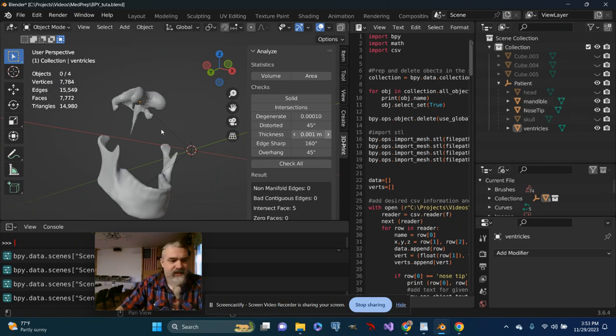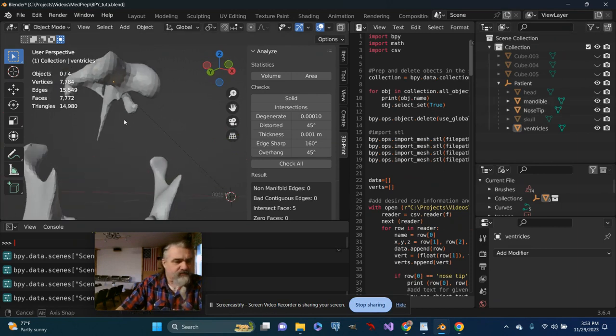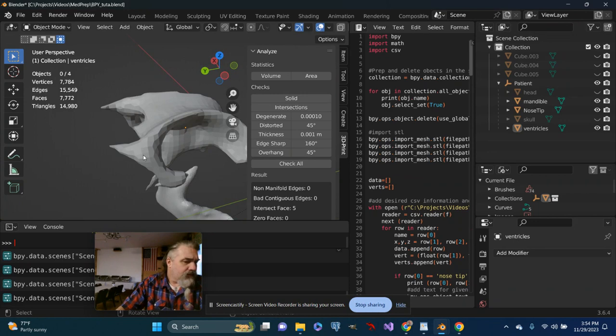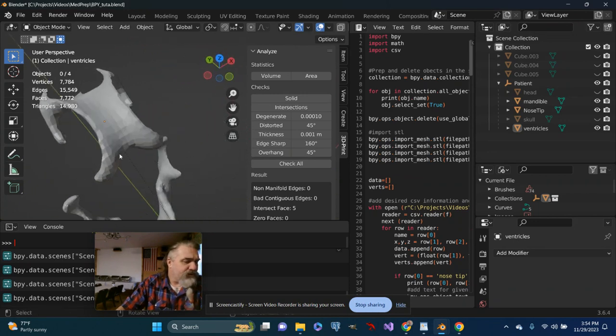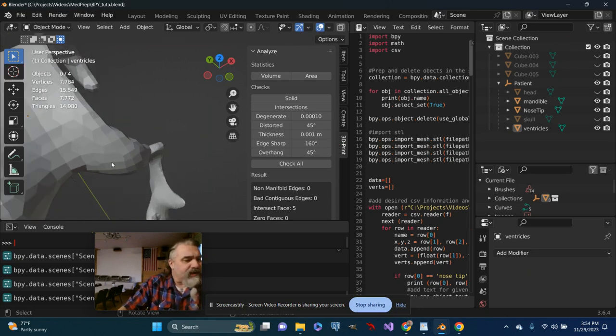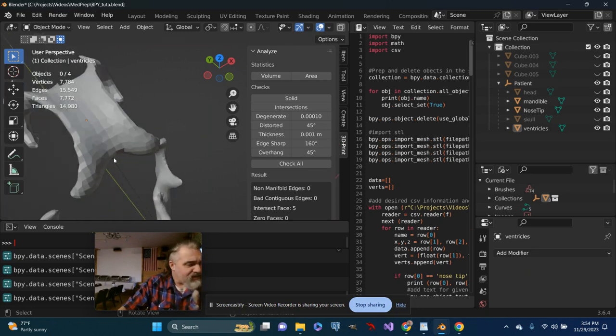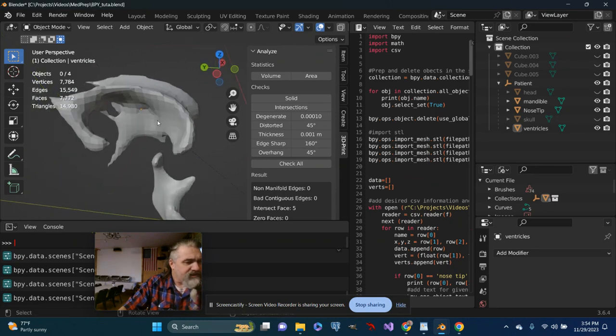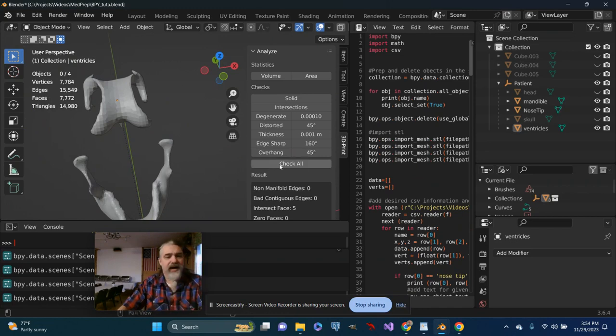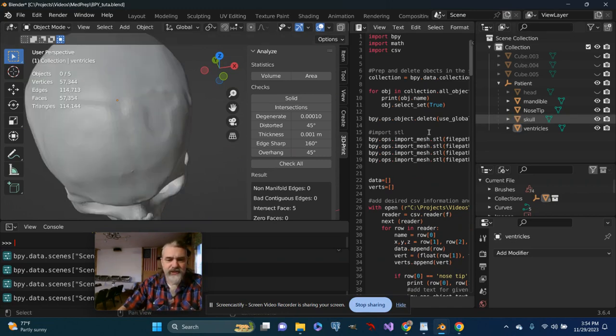Looking at the ventricles, I almost wonder if I shouldn't, when I do my remeshing, actually allow for slightly more geometry so I get a less faceted look. Because even after smoothing, that's definitely looking a little blocky. So things to consider there.